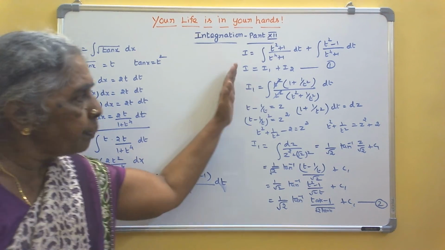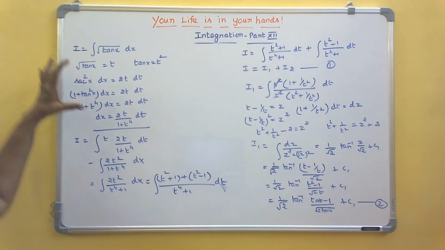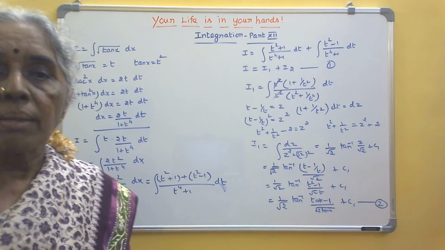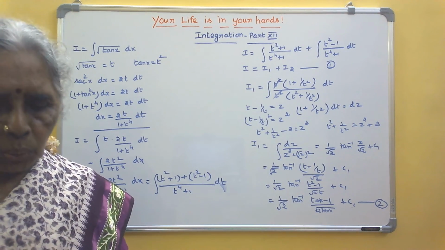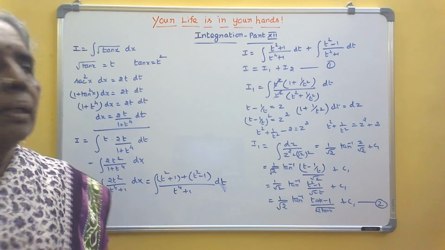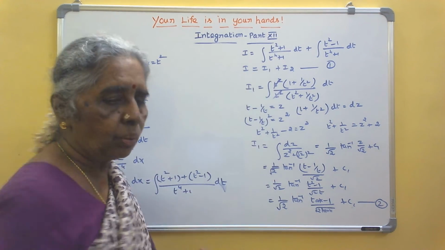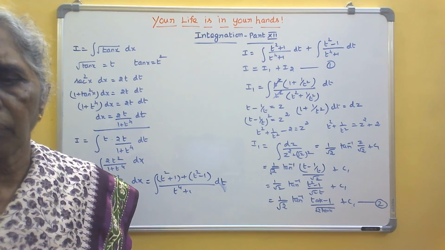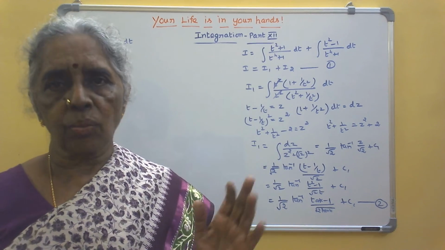So this part you already know. Only this is a bit different. You got it. Then now we have got I1. Similarly, we have to do I2, and then we have to substitute in 1. I is equal to I1 plus I2. Okay. Now let us go for I2.